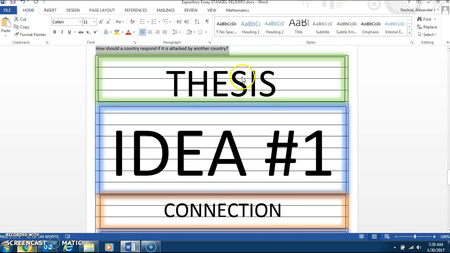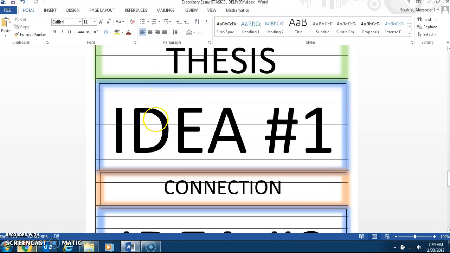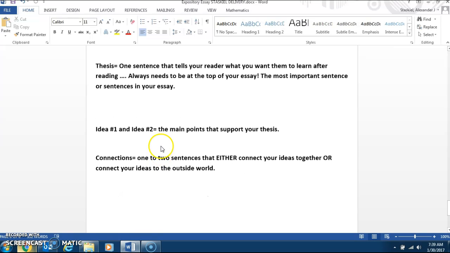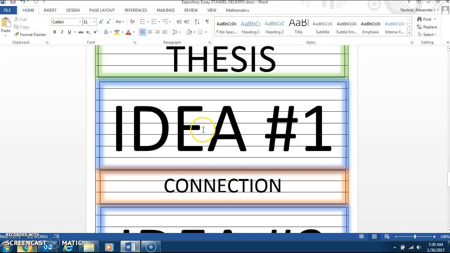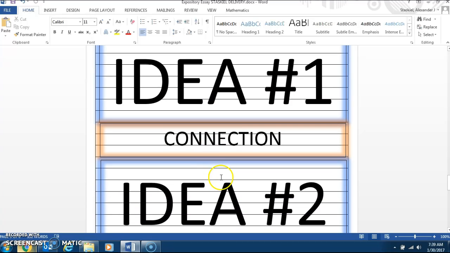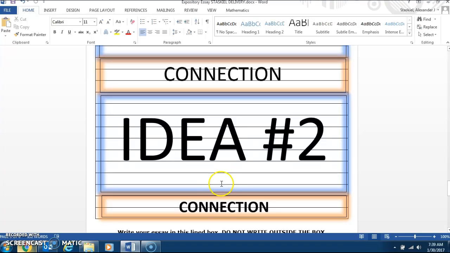Cool? So, the next thing I'll have, and it will take up about 8 lines, is idea number 1. Your idea number 1 and your idea number 2, these are the main points that support your thesis. So whatever first idea, best idea I have to support my thesis, I put it at the top. I explain it with details in about 8 lines. Then I have this thing called a connection, and then I have idea number 2. So idea number 2 is the second best thing I have to support my thesis, and I explain it also in about 8 lines. Give details, give examples, all that stuff.